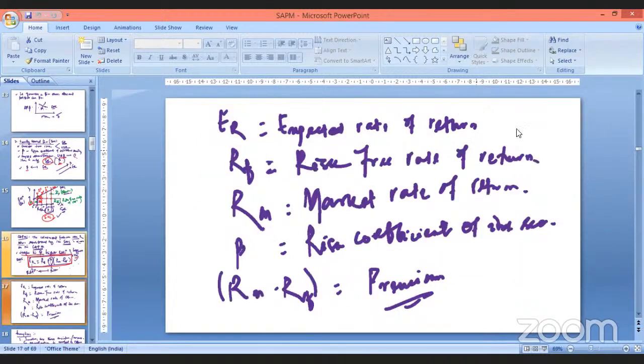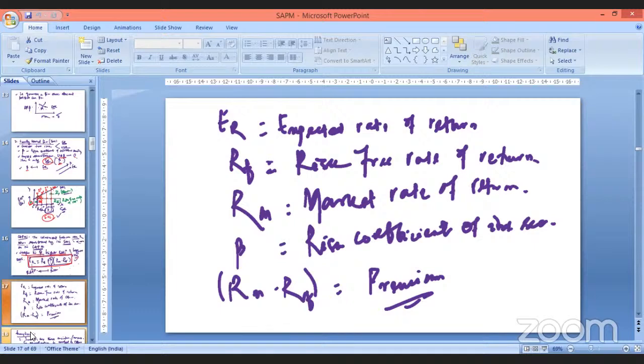ER stands for expected rate of return and RF is the risk-free rate of return of the security. RM stands for market rate of return, what we are expecting if we are dealing with that security in the market. Beta is the risk coefficient associated with the individual security. So RM minus RF indicates the premium. The difference between market rate of return and risk-free rate of return is the premium. We have already discussed.